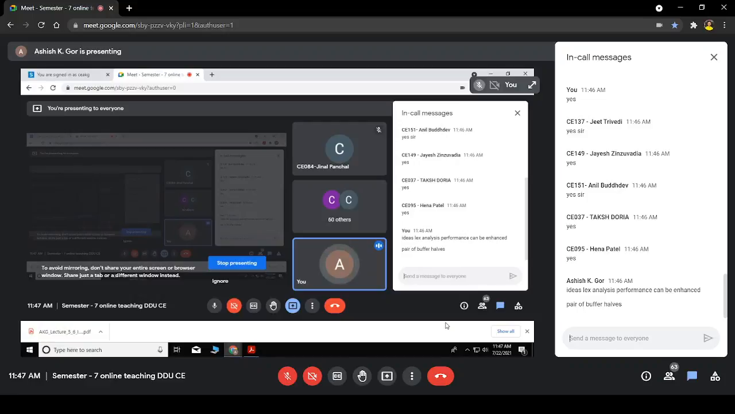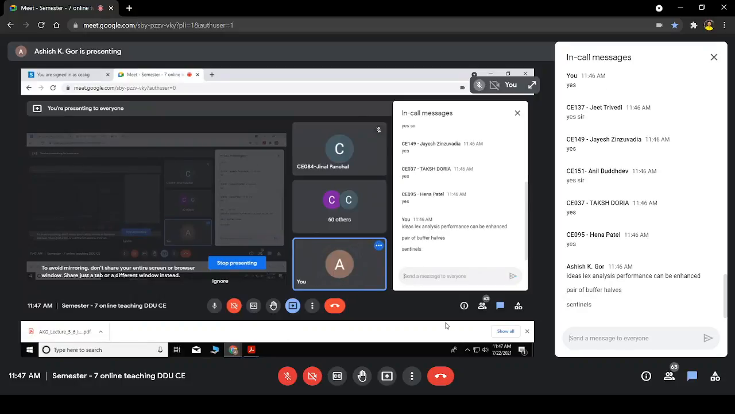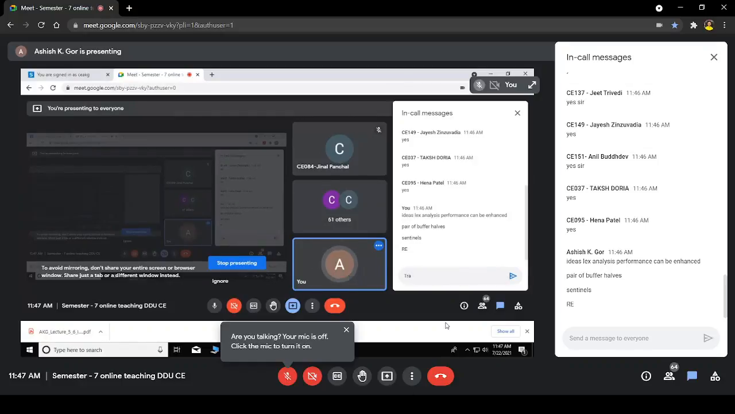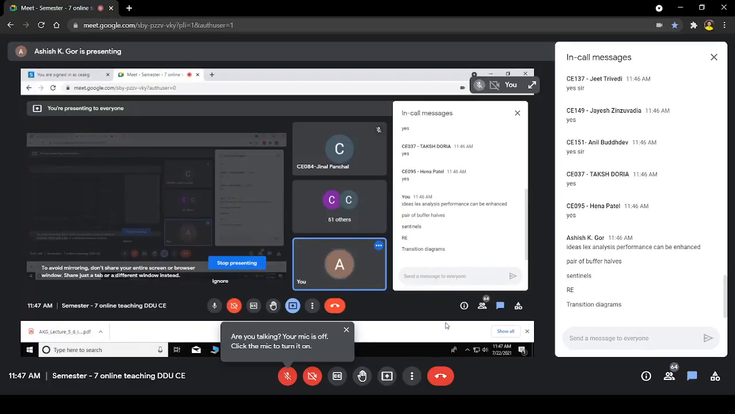Two ways we have seen: one with sentinels and one without sentinels. A sentinel means the end-of-file character, and we have seen how the number of comparisons varies, which we discussed last time. Today we are going to see a few things about regular expressions and transition diagrams, and then we'll move to a few important aspects.